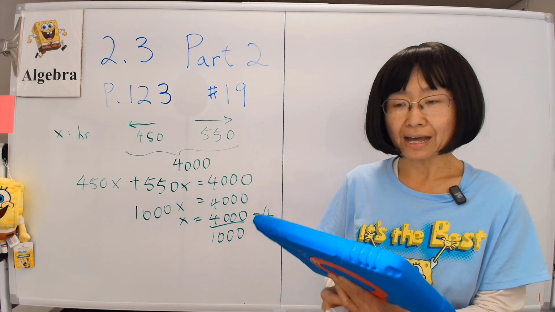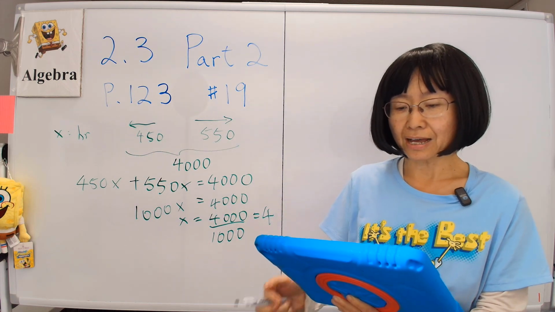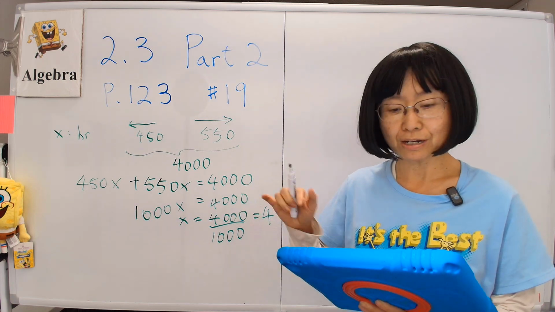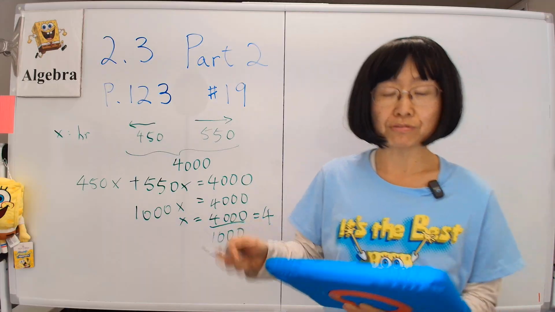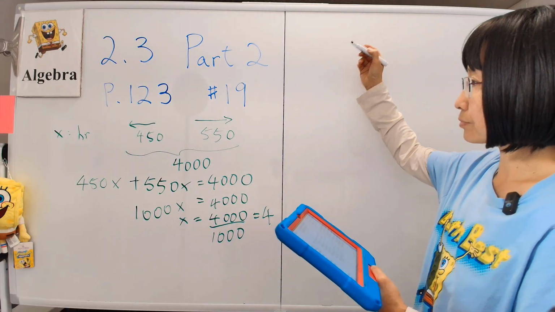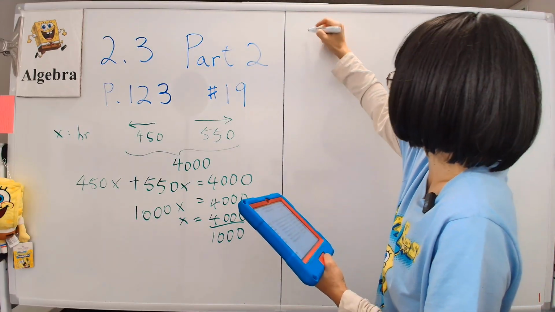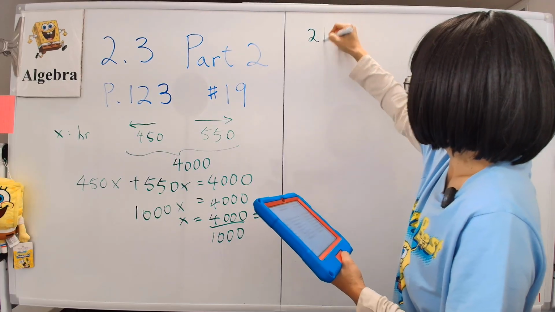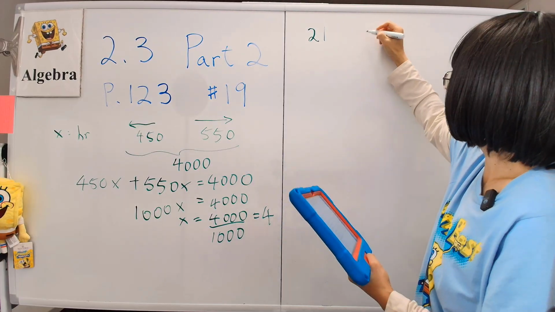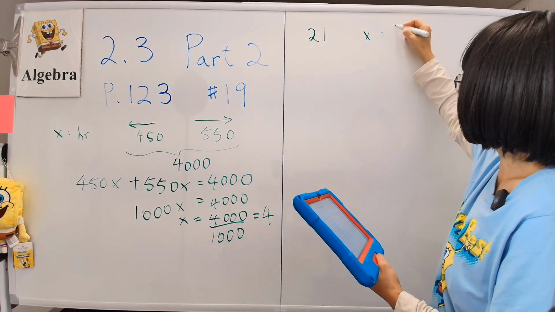So knowing that, let's consider the time. We don't know how long she's traveling at each speed, so we will call that x. That is problem number 21. What are we talking about? Hours. So let x be the hours that she traveled.